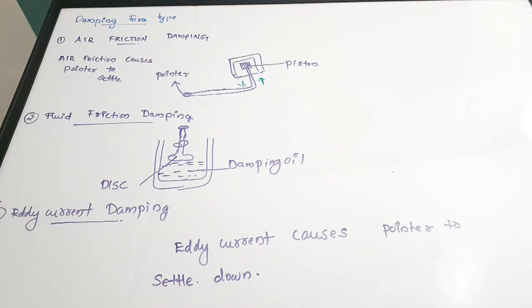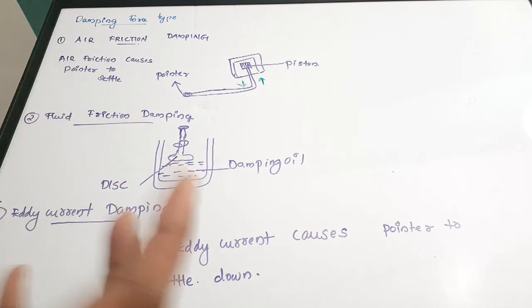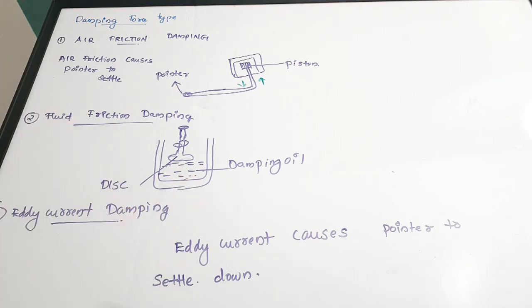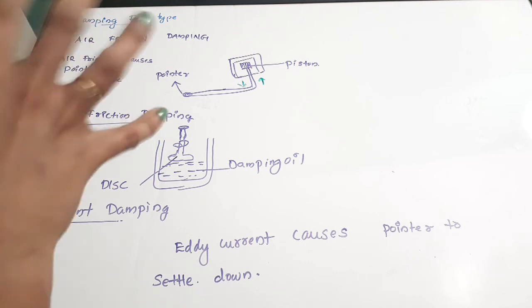So the air friction, or the air pressure, you can say in simple words, the air pressure inside the chamber will actually cause the pointer to settle down. So that is the working of an air friction chamber. I hope it is clear.